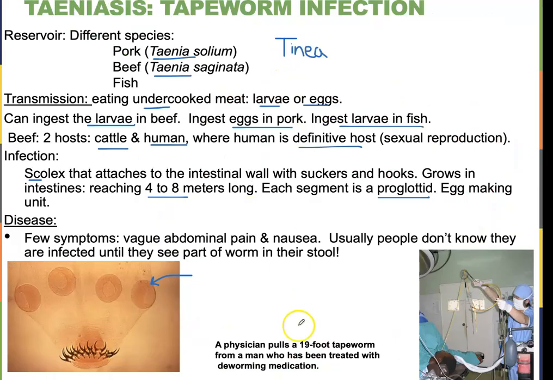So I want to show you, this is a tapeworm. You can see how long it is, taking it out of a person's mouth, because unfortunately the gastrointestinal tract only has 2 openings, mouth or anus. So you just have to choose which one you're going to go through and get that tapeworm out.